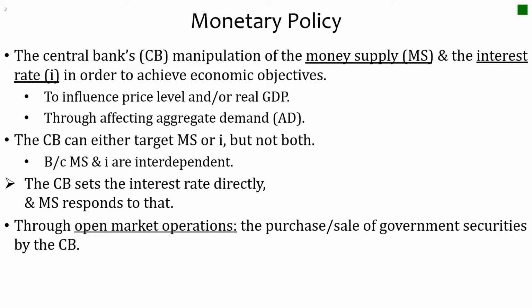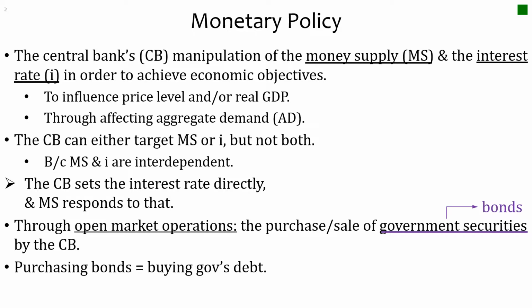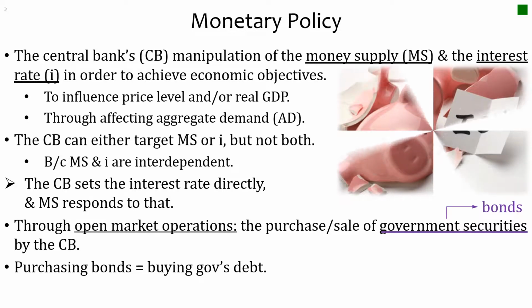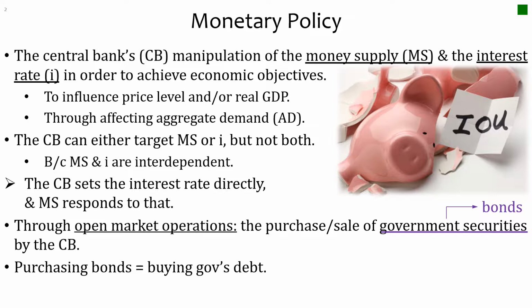And the way of practically doing it is through what we call open market operations, and that's the purchase and sale of government securities by the central bank. These government securities are the same as bonds, which you've seen before. So purchasing bonds means buying government's debt. Bonds, if you remember, are IOU papers. These are what the government issues when it wants to borrow money. A bond is government's way of borrowing. If you buy a bond, you are lending to the government. So when the government wants some funds, but it doesn't want to raise taxes, it can issue bonds. Pause here and take down your notes.